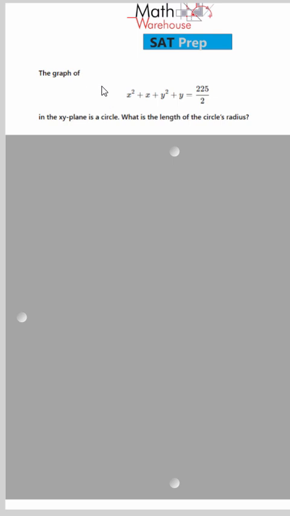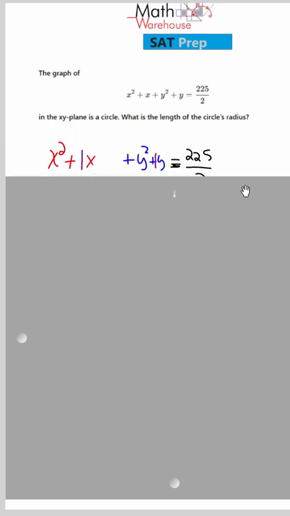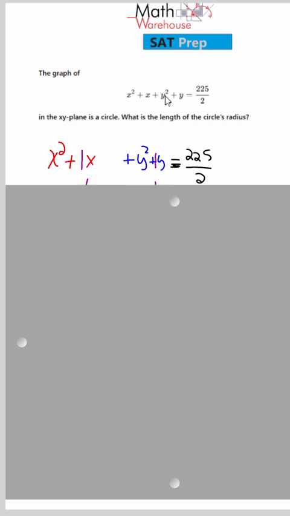Okay, so let's complete the square for both of these, x squared plus x plus y squared plus y. Now the good news is it's pretty much the same thing. We have to complete the square for the x's and for the y. So the number in front of the x and the y is 1. I just rewrote it in my crappy handwriting here: x squared plus 1x plus y squared plus 1y equals 225 over 2.